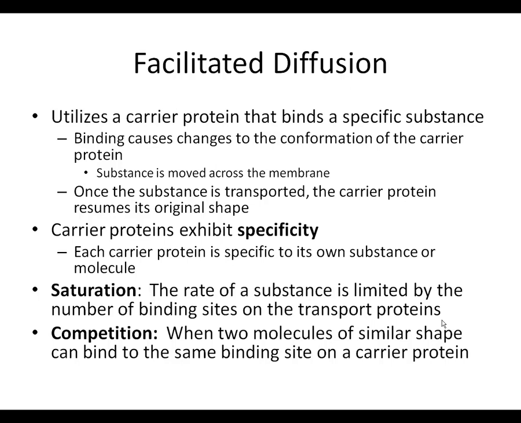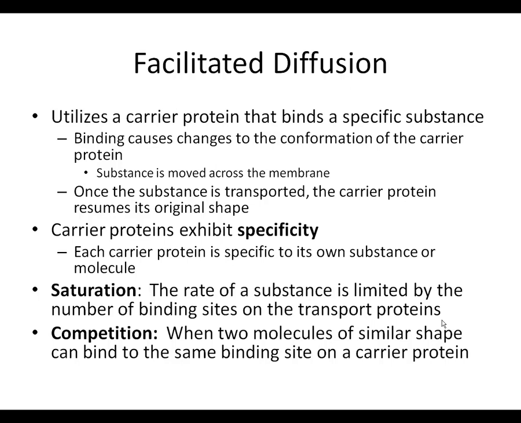Once the substance has been transported, then the carrier protein will go back to its original shape and will be ready to pick up another molecule of that substance. Carrier proteins exhibit specificity. We're going to talk about enzymes and how specific they are. These proteins are very specific. Each carrier protein is specific to its own substance. If you have a carrier protein for glucose, it's not going to take potassium across the membrane.